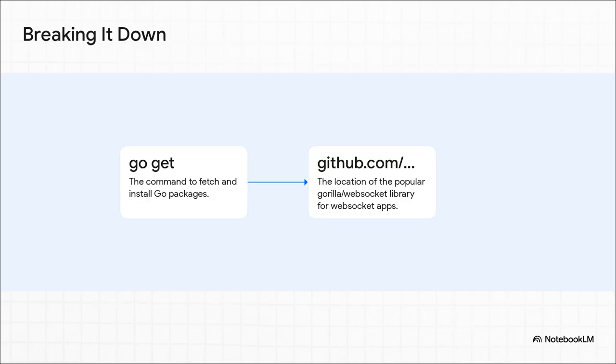Let's just quickly break that down. Go get, well, that's just Go's command to fetch and install packages. And that web address, that's pointing to the Gorilla WebSocket library. This thing is a lifesaver. It's hugely popular and completely battle-tested, which means we don't have to worry about all the nitty-gritty details of the WebSocket protocol. It just gives us a really simple way to work. It handles all the hard parts for us.